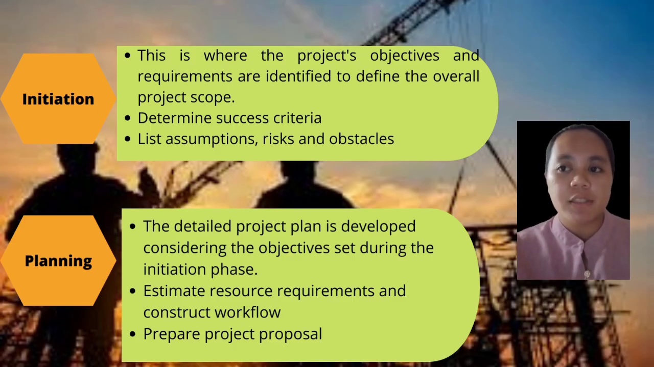In the initiation, the project objectives and requirements are identified to define the overall project scope. In this stage we also determine success criteria and list assumptions, risks and obstacles. Next, planning. The detailed project plan is developed considering the objectives set during the initiation phase. Estimate resource requirements, construct the workflow and prepare the project proposal.